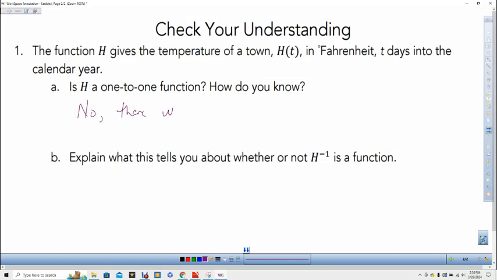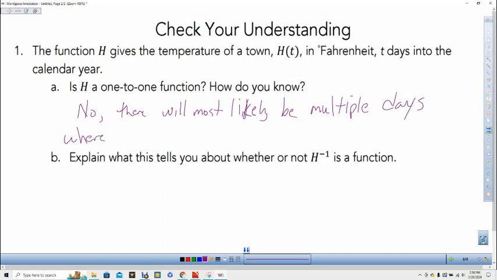There will most likely be multiple days where the temperature will be the same value at different times during the day.